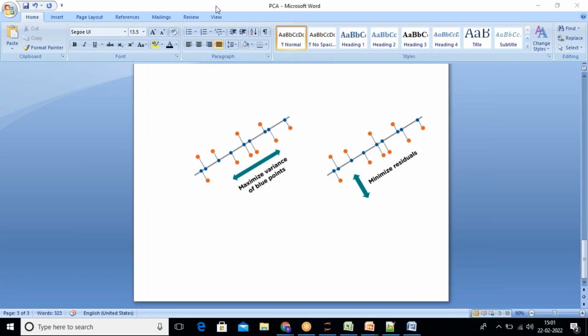Have a look at this. Just have a look at this. So the first one actually maximizes variance of blue points, and the second one basically minimizes residual.